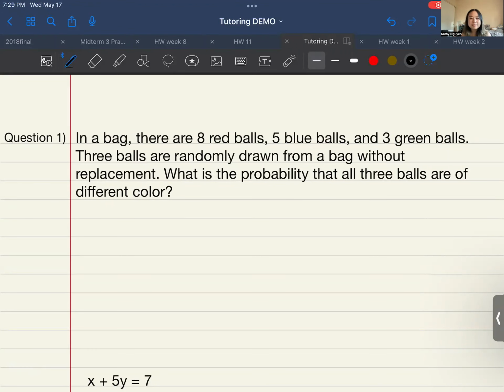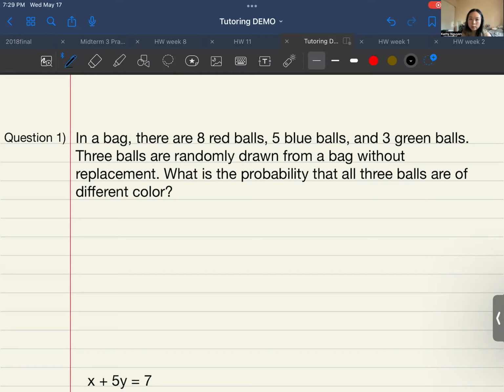The first problem is a statistics problem, more specifically probability. It reads: in a bag, there are 8 red balls, 5 blue balls, and 3 green balls. 3 balls are randomly drawn from the bag without replacement. What is the probability that all 3 balls are of different colors?